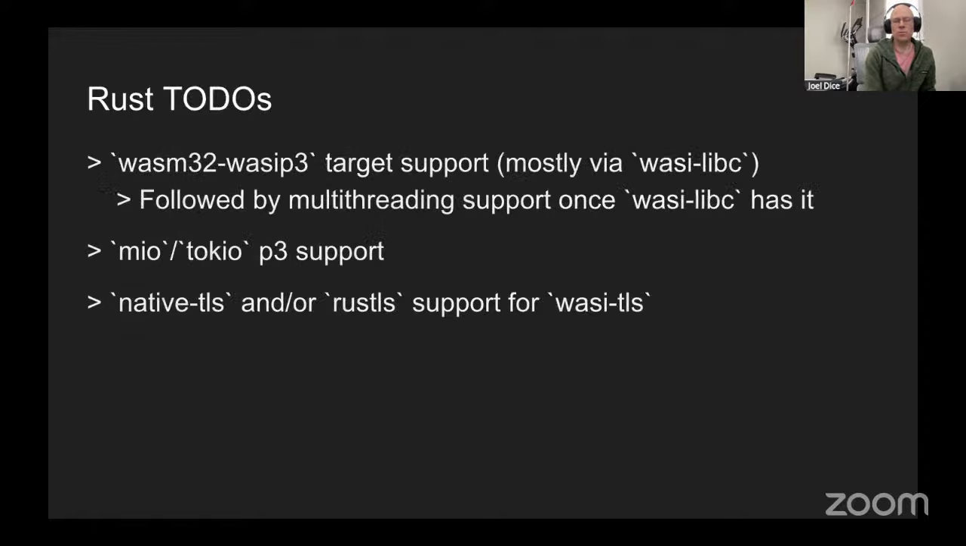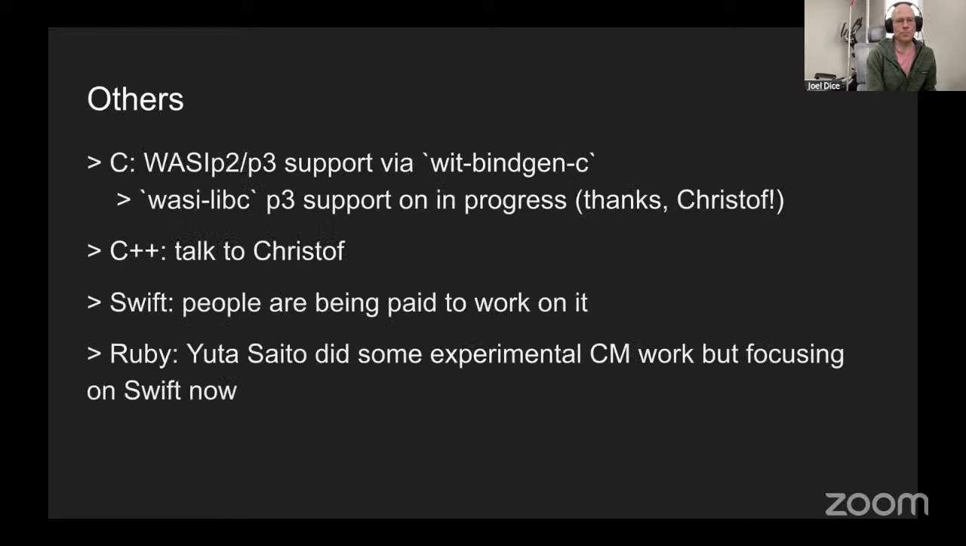Our to-dos basically follow from the previous slide. I think another thing that would unlock a lot would be if we had a native TLS and/or Rust TLS support for WASI TLS, in terms of just making existing libraries just work. Not sure exactly what that looks like, but I think it could be valuable.